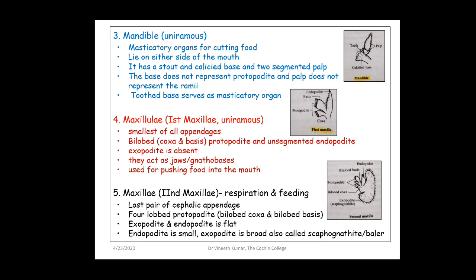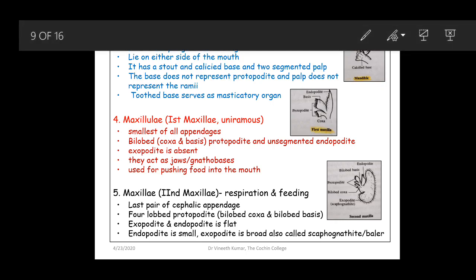The fourth one is the maxillulae, or the first maxillae, that is also uniramous, which is the smallest of all appendages. It has a bilobed protopodite with coxa and basis. It is not two segmented, it is lobes. You can see here, it is not seen as segments, it is seen as lobes. That's why it is called a bilobed protopodite, with an unsegmented endopodite. Exopodite is absent, and hence it is called a uniramous appendage. This one acts as jaws, and hence they are also called gnathobases, and they are used for pushing the food into the mouth.